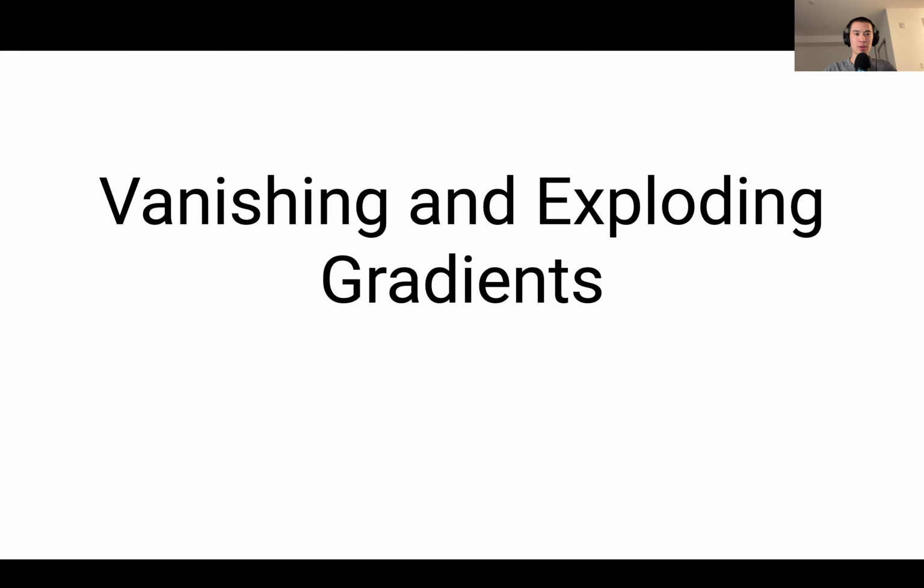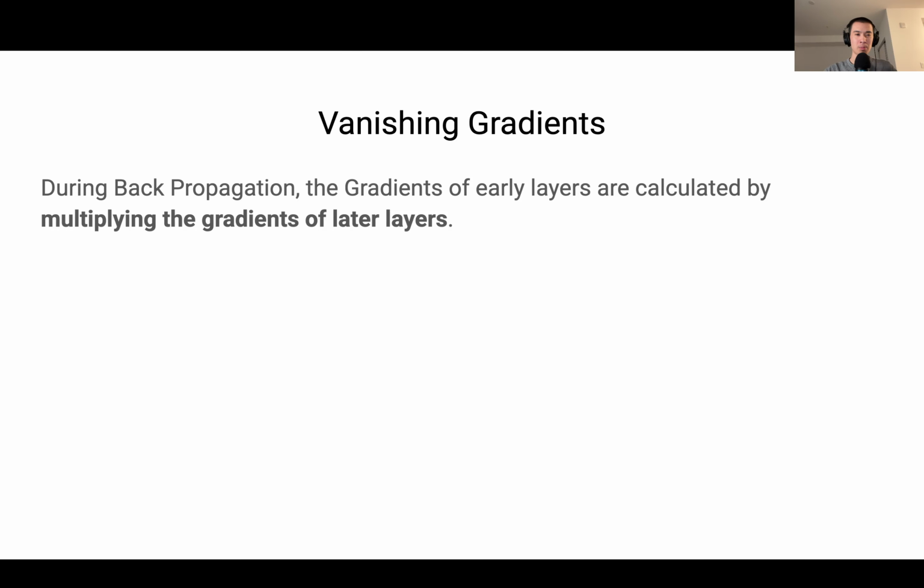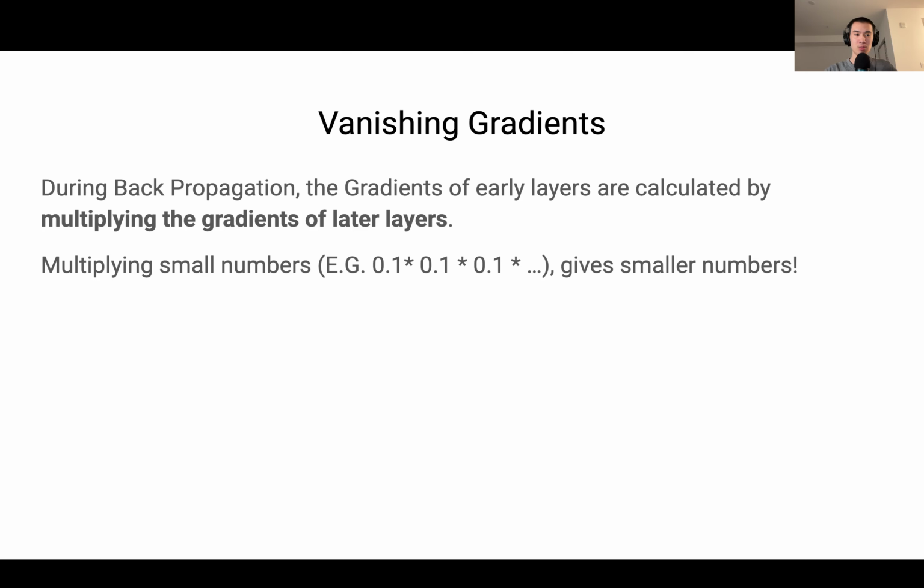We are going to talk about vanishing and exploding gradients, which is a problem you may encounter when training a network or model. So first off, what are vanishing gradients? During backpropagation, the gradients of early layers are calculated by multiplying the gradients of later layers. So if you multiply a bunch of small numbers together, like 0.1 times 0.1 times 0.1, you will get even smaller numbers.